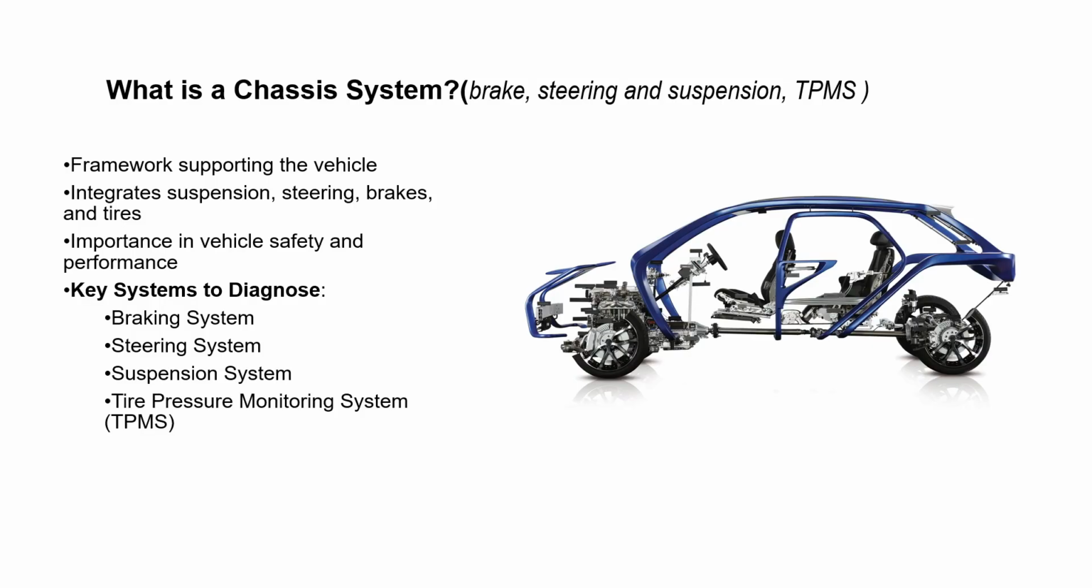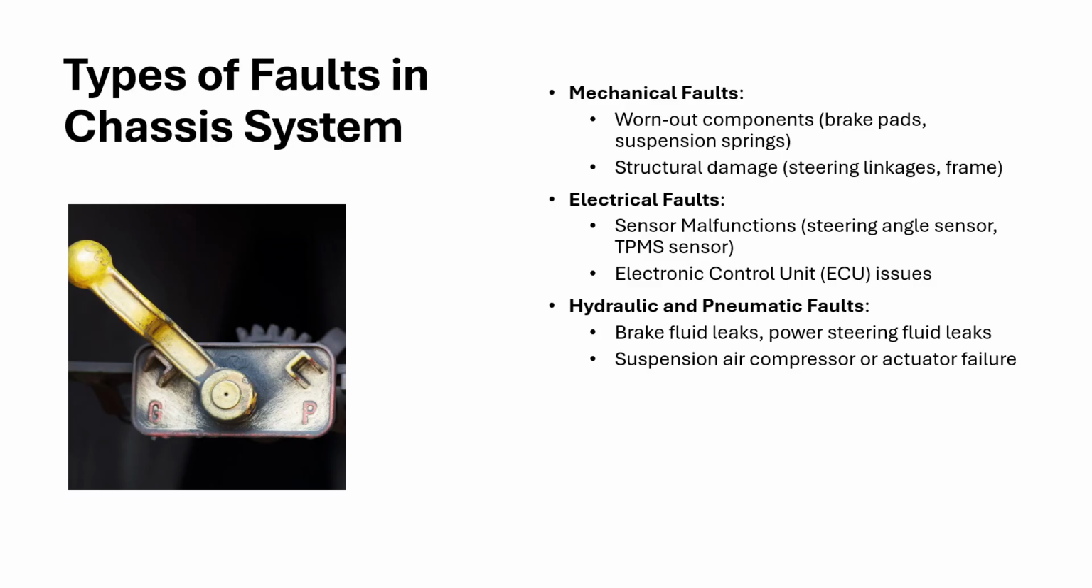What is a chassis system? The chassis system of a vehicle is a framework that supports the vehicle. It integrates the suspension system, steering system, brake and tire systems. It is very important for vehicle safety and performance. The chassis system actually determines the vehicle's safety and performance. The key subsystems to diagnose under chassis systems are the braking system, steering system, suspension system, and tire pressure monitoring system (TPMS).